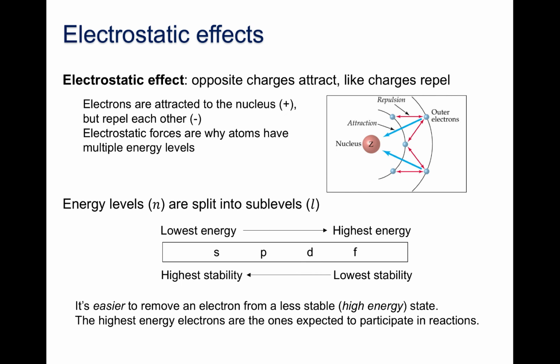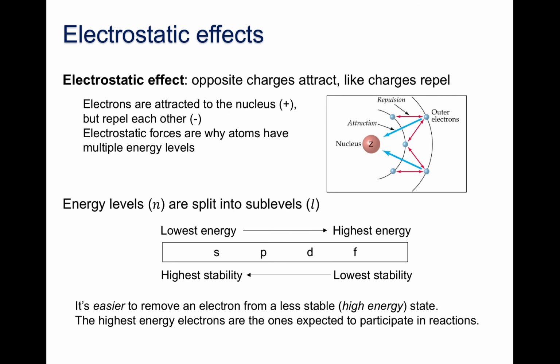We've talked about electrostatic effects throughout this chapter. Just to reiterate, opposite charges attract, like charges are going to repel each other. So electrons will repel each other, but they are attracted to the nucleus. And so electrostatic forces are the reasons why atoms have these multiple energy levels in these different locations around the nucleus where the electrons are put. And we care about where the electrons are because it has to do with how much energy the atom has, and it's going to help us to predict what types of reactions these atoms are capable of undergoing.